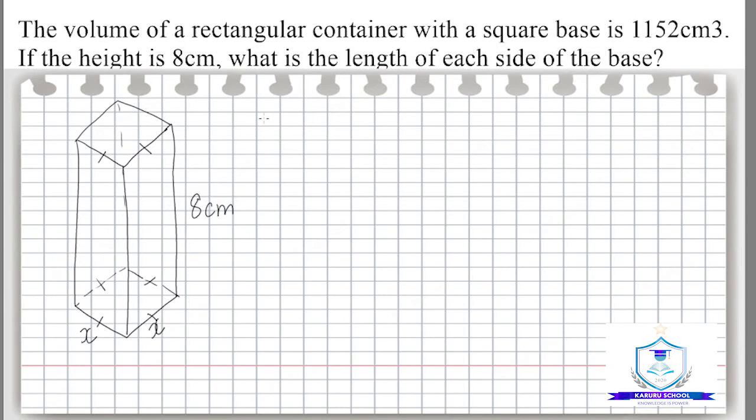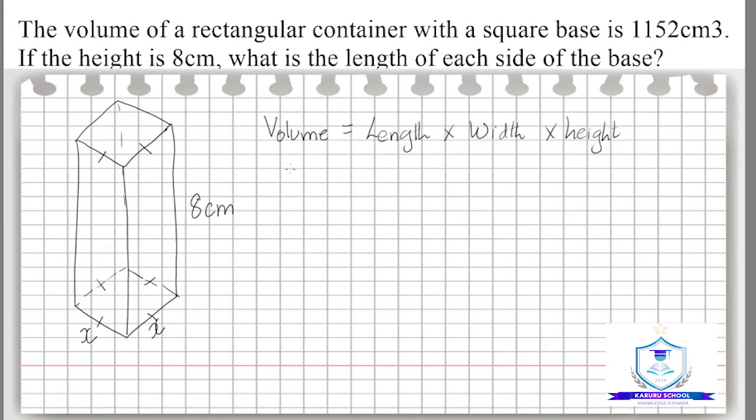Now from the formula of calculating the volume, we know that volume is equal to length of the base multiplied by the width of the base, and then multiplied by the height of the rectangular container. These dimensions will give us the volume of that container.